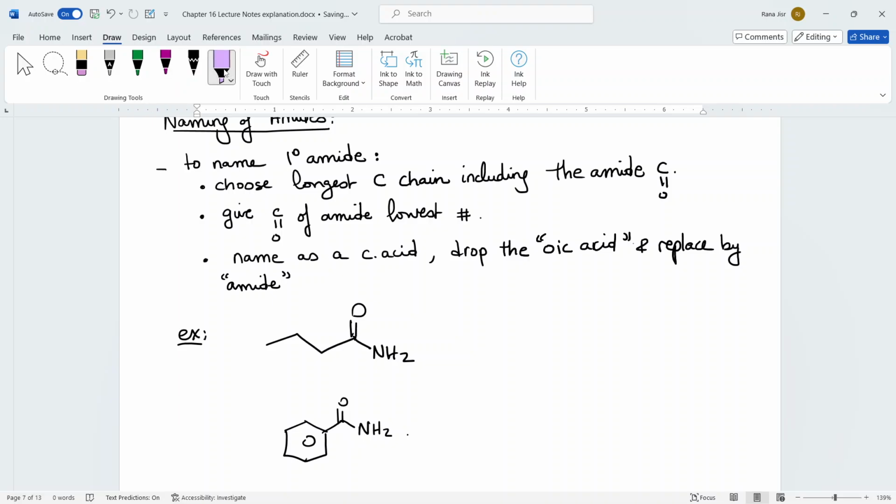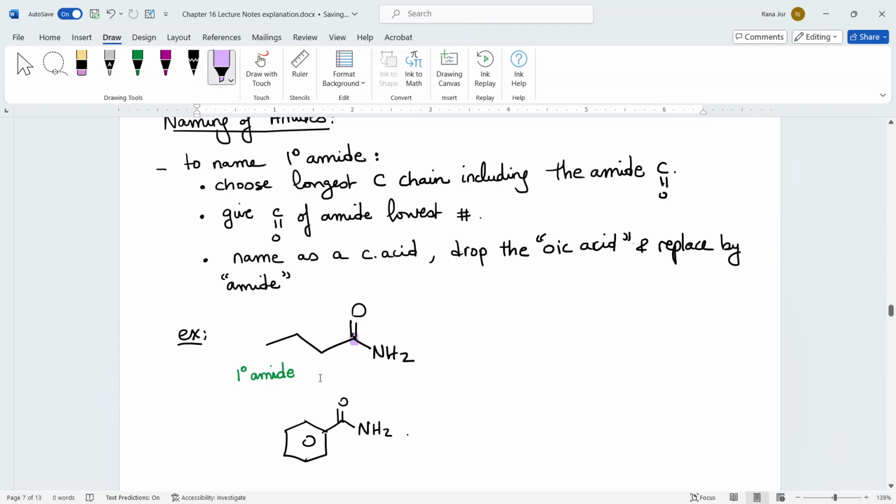To name primary amides, first of all, it's very important to know what type of amide you are working with. This one is a primary amide. Why? Because the nitrogen is connected to one carbon. Notice here that the nitrogen has a carbon and is connected to two hydrogens. So this is considered to be a primary amide.